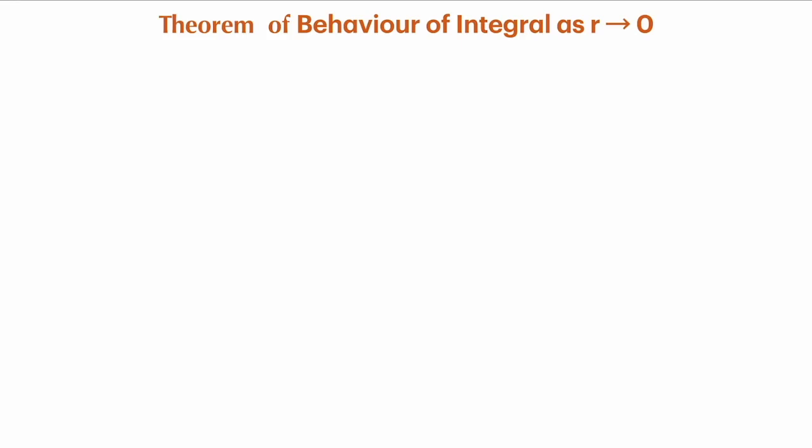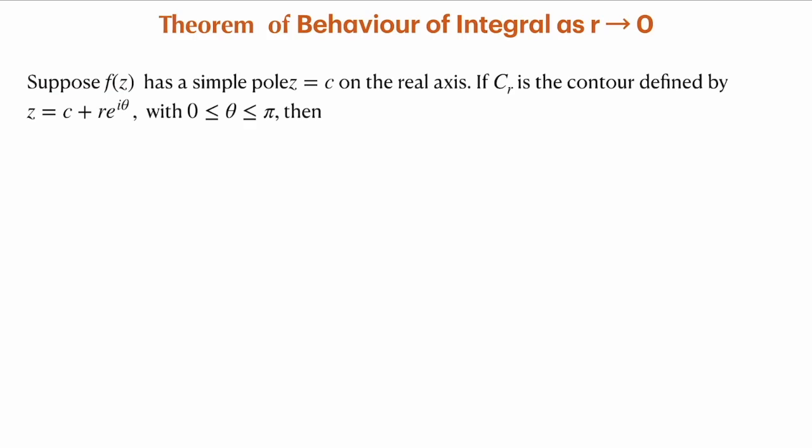But in this case, we have a theorem. Suppose f(z) has a simple pole at z = c on the real axis, and C_r is the contour defined by z = c + r e^(iθ), for θ going from 0 to π, that is, a half circular arc. Let's describe this with the diagram.